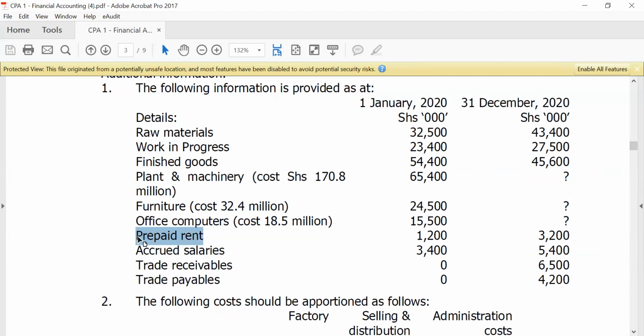And then we have the prepaid rent, which shows rent that was paid in advance. So at the start of the year, we had 3,400 and we closed with 5,400. Trade receivables, similar story. We had 6,500, and then we had trade payables of 4,200.